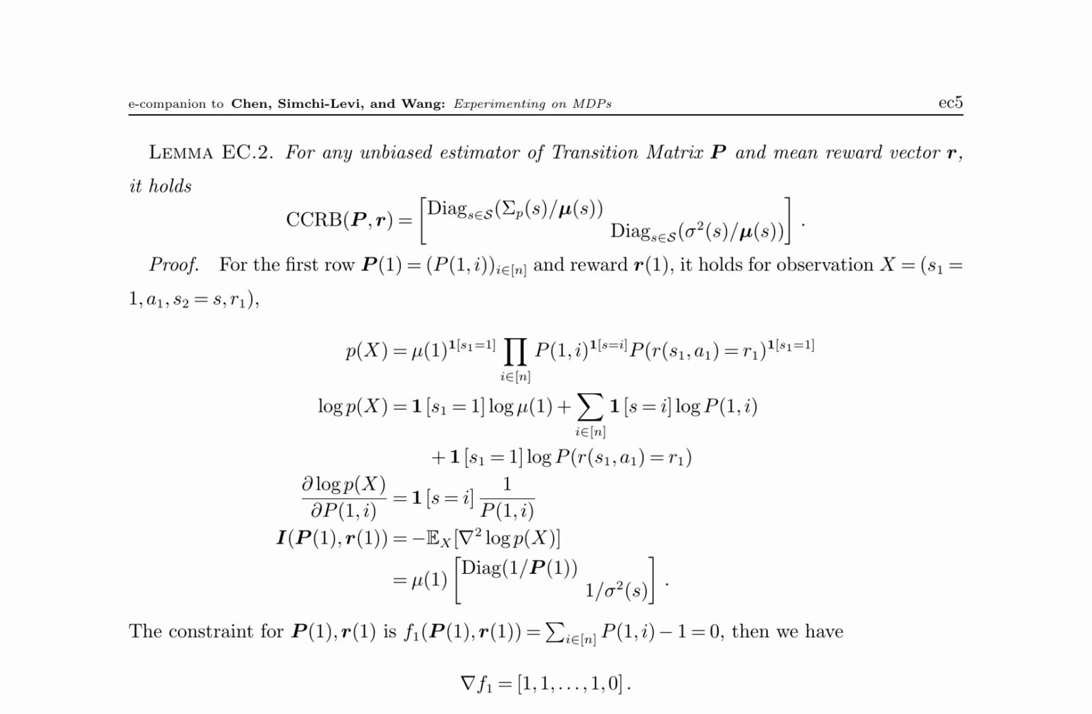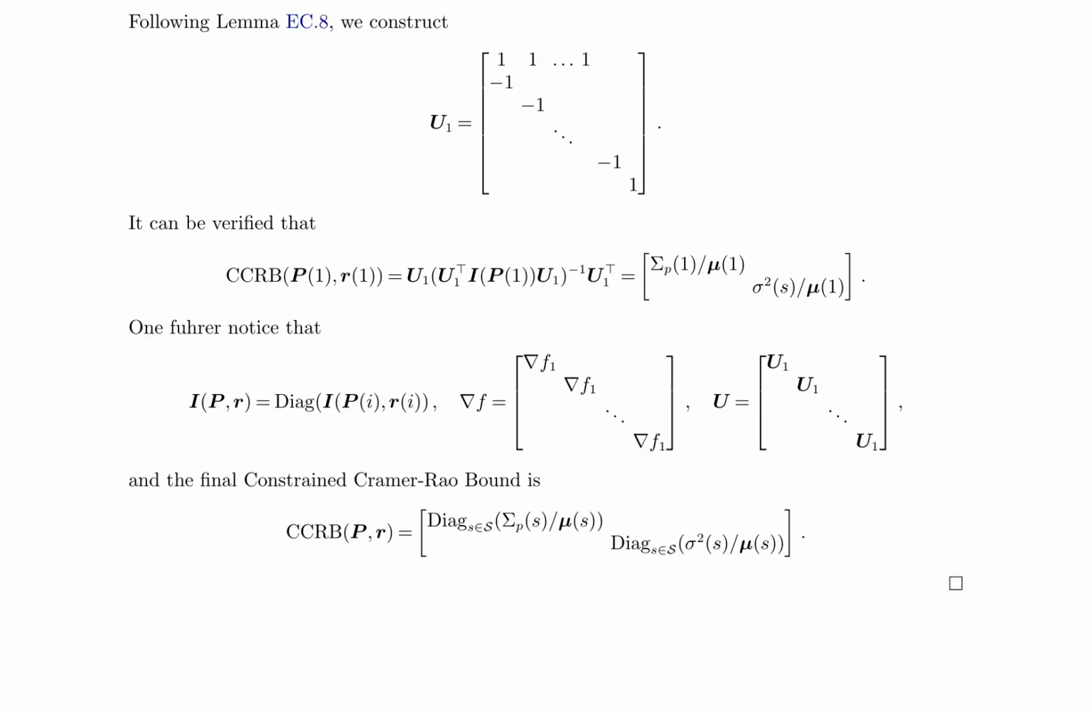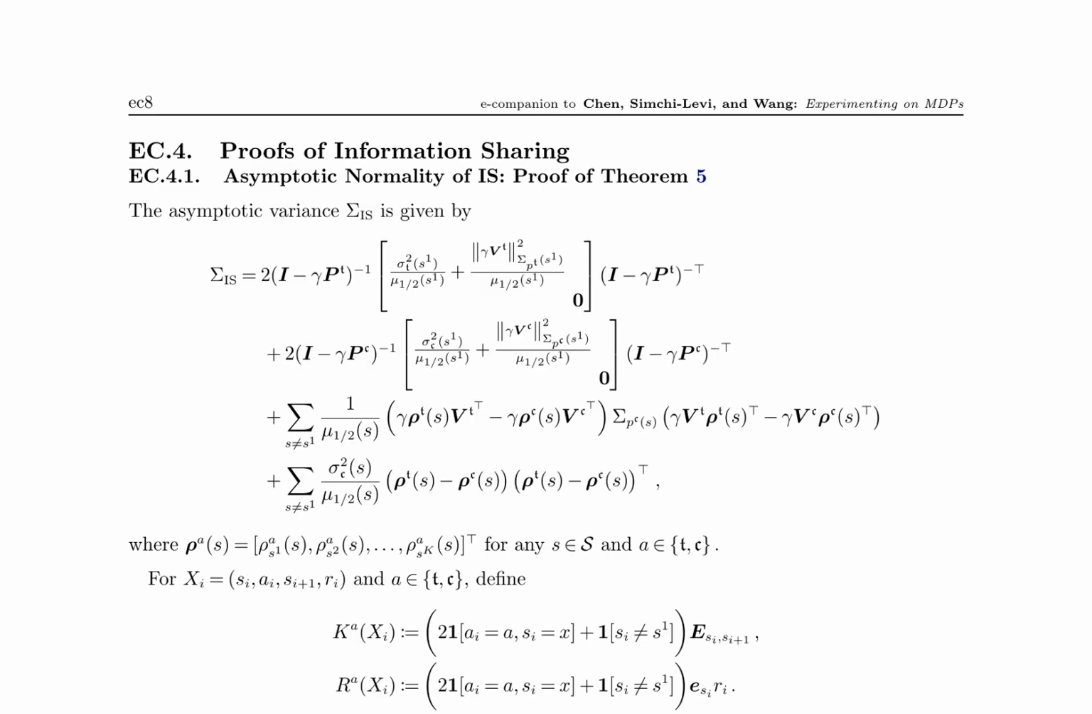The authors present a comprehensive analysis of constrained Cramer-Rao bounds and asymptotic normality for A/B testing in Markov decision processes, MDPs. They derive the constrained Cramer-Rao bound, CCRB, for estimating transition probabilities and mean rewards, showing it as a diagonal matrix with entries consisting of the variance of transition probabilities and mean rewards. This bound is used to establish the asymptotic normality of A/B testing statistics, which converge almost surely to their expected values. The authors also demonstrate the asymptotic efficiency of A/B testing and information sharing in MDPs, providing a theoretical foundation for experimentation and policy evaluation.